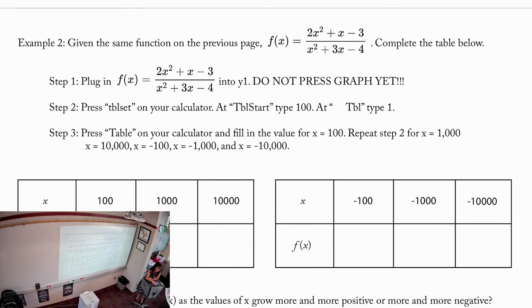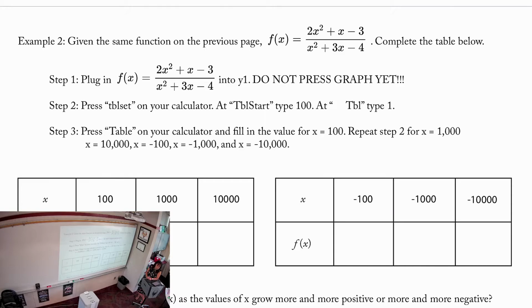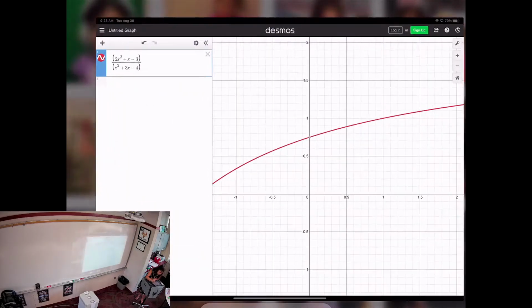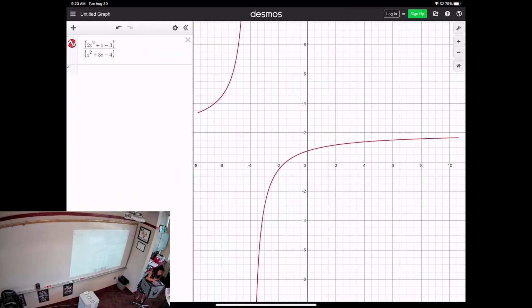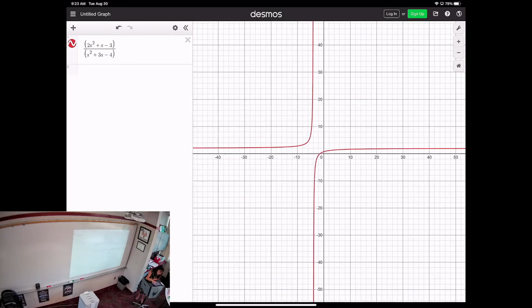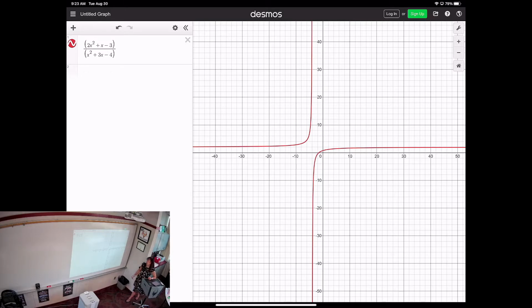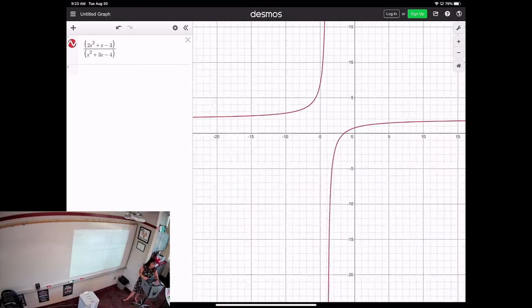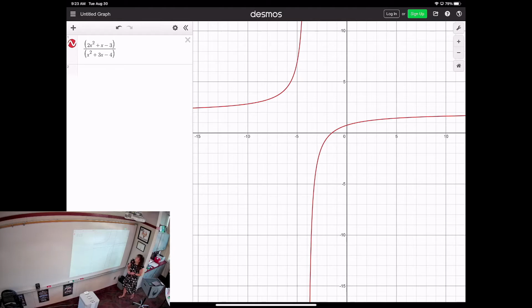Okay, so your next part is looking at what happens when x gets larger and larger, more and more positive, more and more negative. So I'm going to pull up the graph. As x gets more and more positive, I'm going to a horizontal line. Same thing on this side. I'm getting closer to a horizontal line. That horizontal line looks like y equals 2.